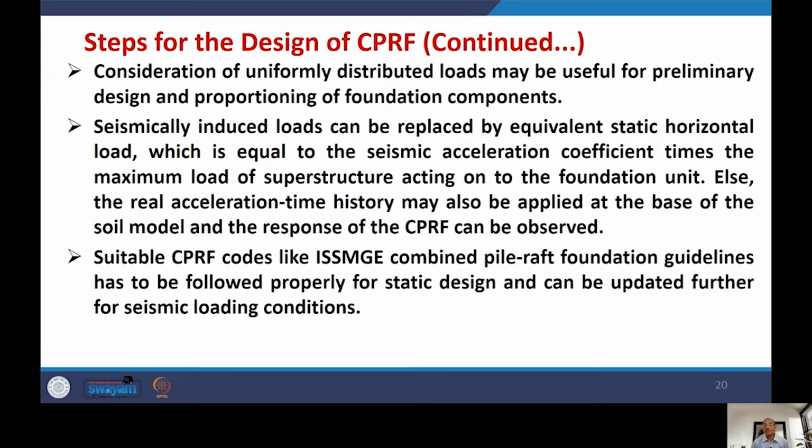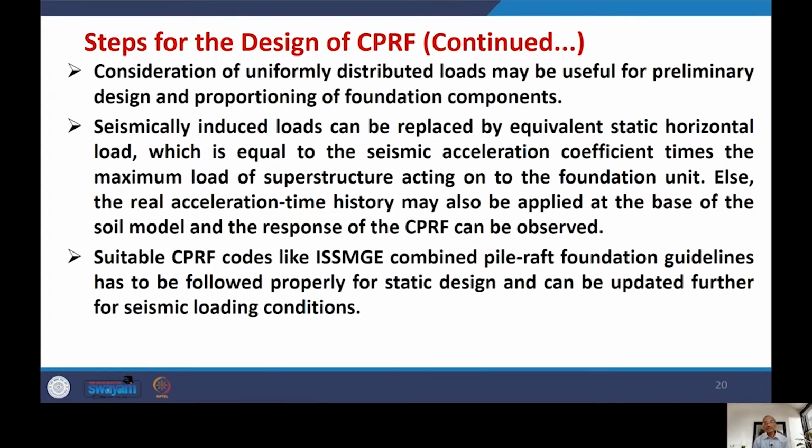Consideration of uniformly distributed loads may be useful for preliminary design and proportioning foundation components. So that can be done only for preliminary design. But for detailed design, you need to consider the actual distribution of the loads. Then seismically induced loads can be replaced by an equivalent static horizontal load, which is equal to the seismic acceleration coefficient times the maximum load of the superstructure acting on the foundation. Alternatively, the real acceleration time history may also be applied at the base of the soil model, and the response of the CPRF can be observed.